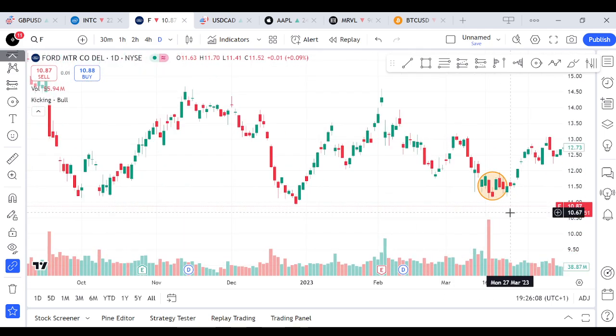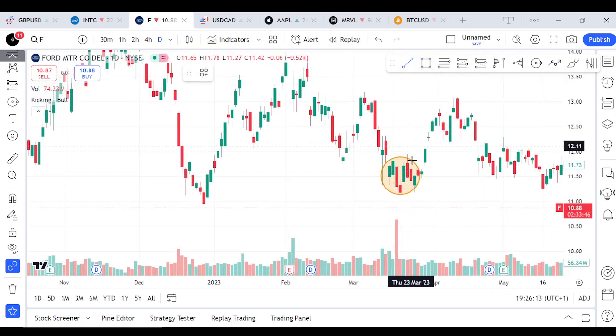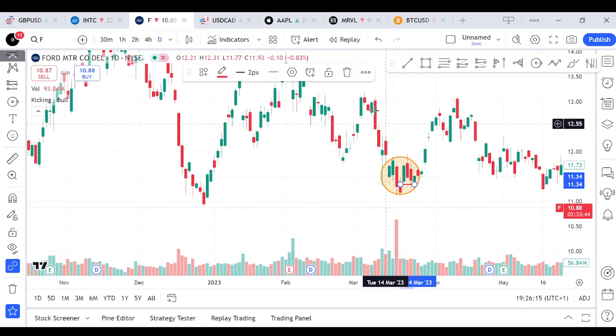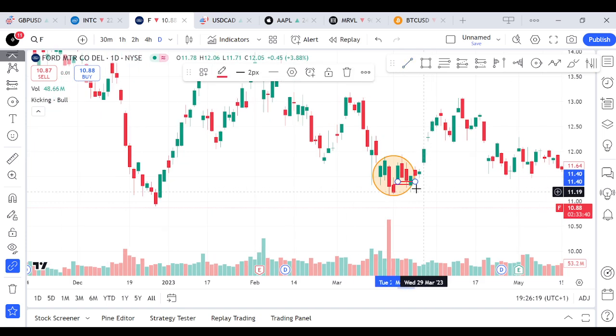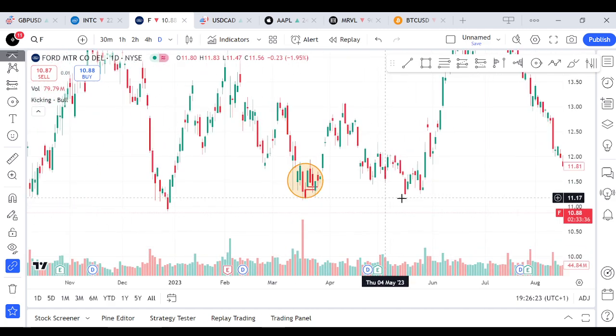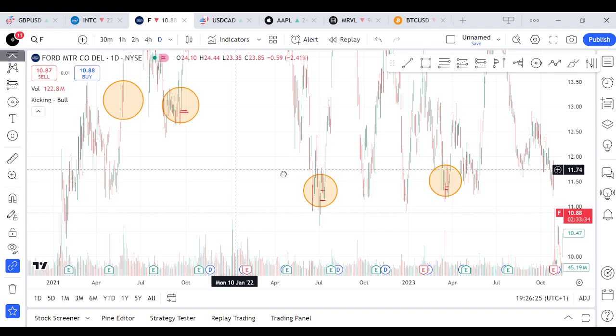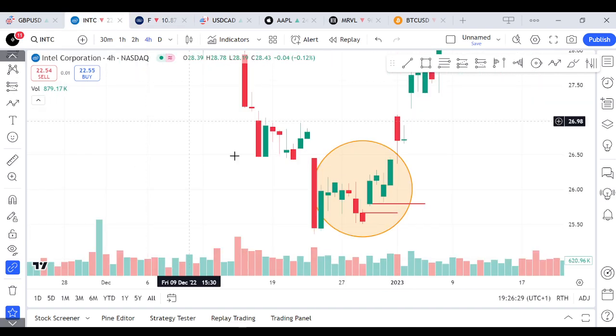And this is another example. There's another example. And market came back later on to fill in this gap and give us a push to the upside. And I think that's enough examples. So let's talk about how you can trade this signal.